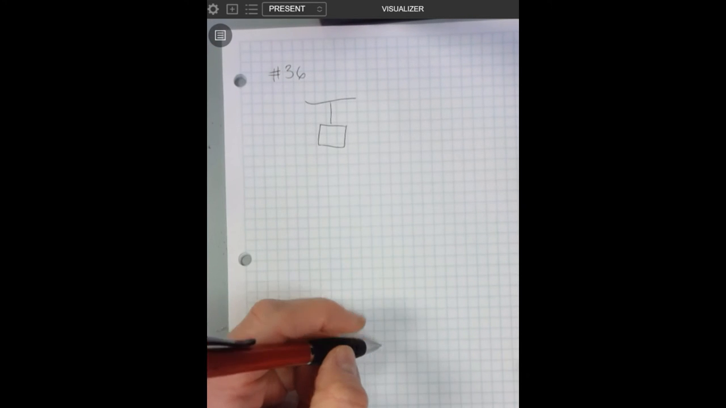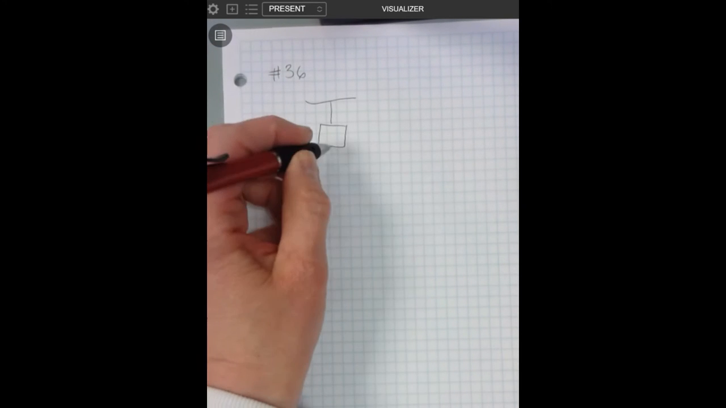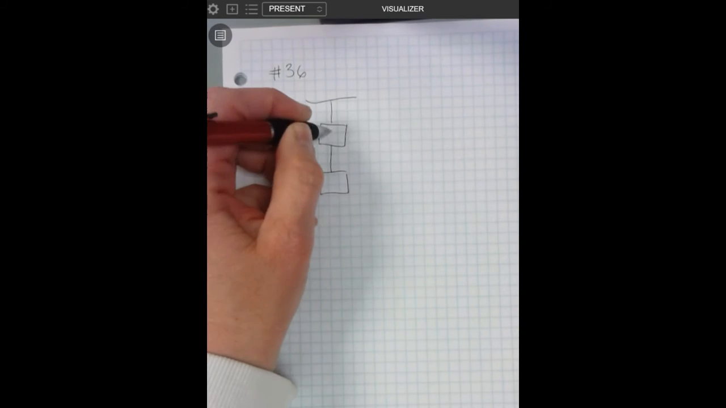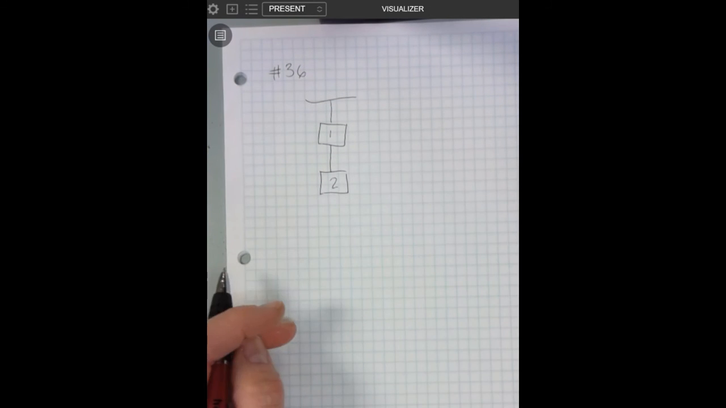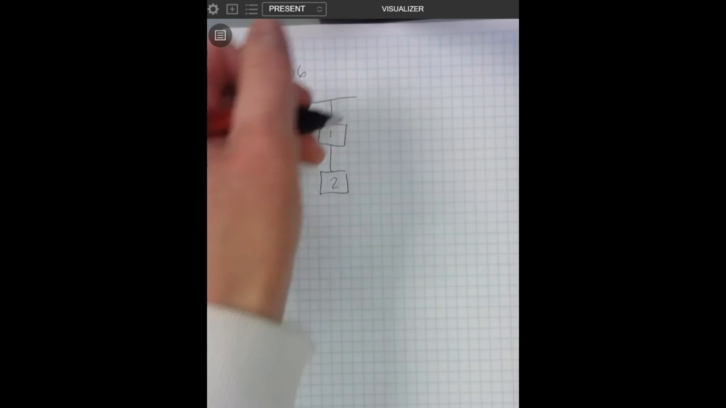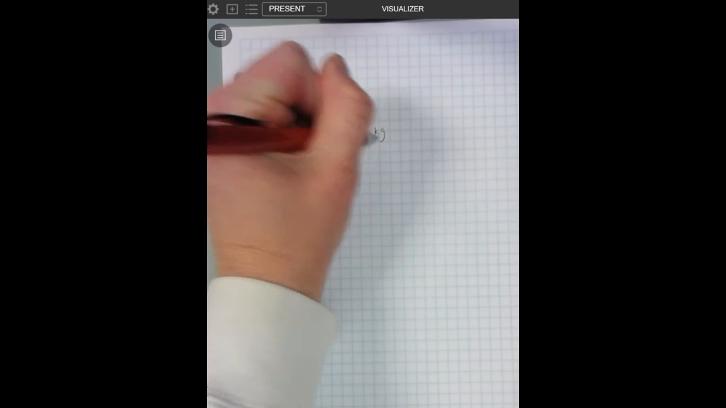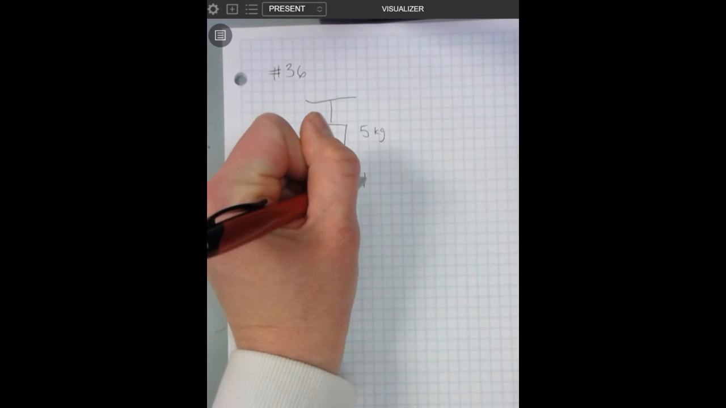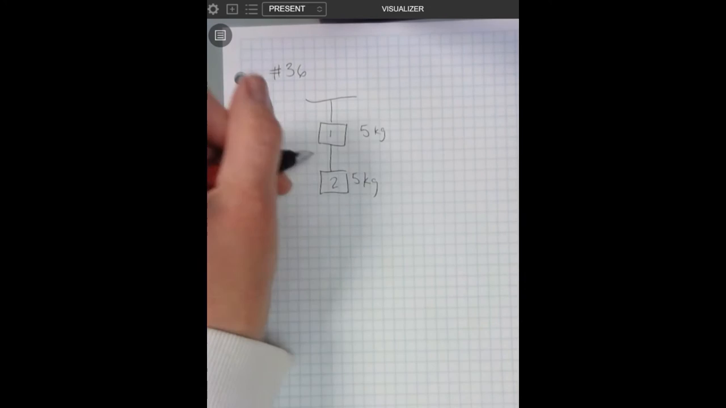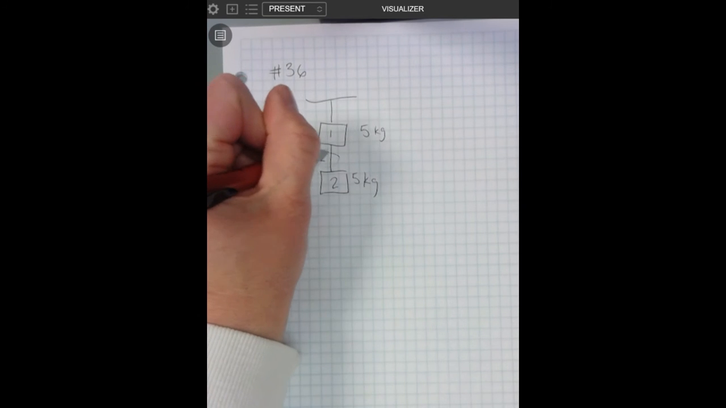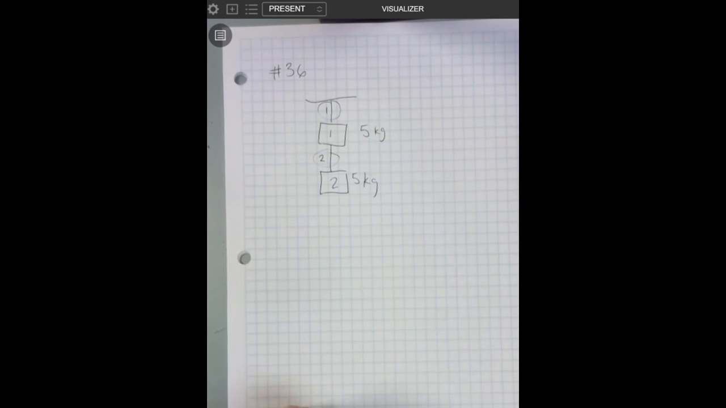and then a second block attached to the first hanging below it on another piece of rope. So 1 and 2. Both blocks have a mass of 5 kilograms. And what's the tension in each rope? So mass of 5 kilograms, mass of 5 kilograms. And maybe I'll call this rope rope number 2 and this rope rope number 1.